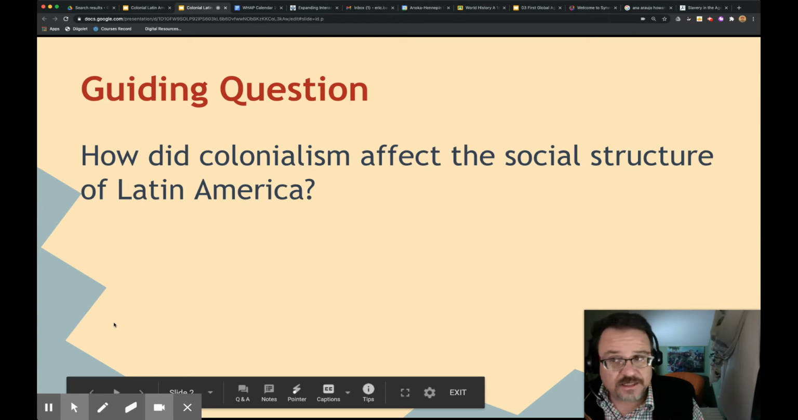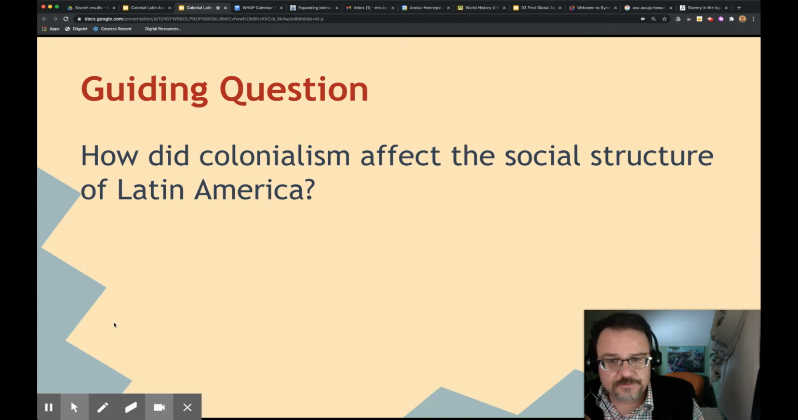So, the guiding question that we have here is about colonialism and the social structure in Latin America, which is one of the topics that a lot of students are investigating as part of their projects. But if you're investigating other topics, you can also pay attention. You'll see religion and politics and cities and all kinds of things.